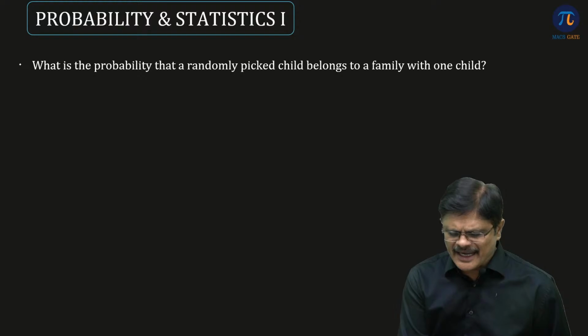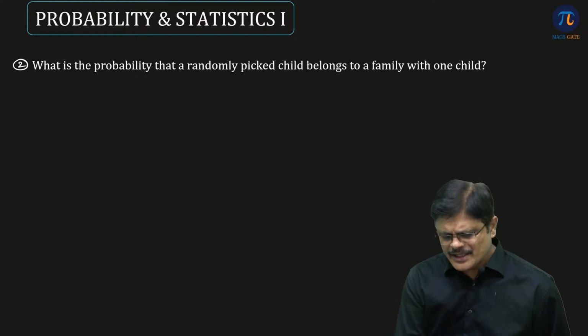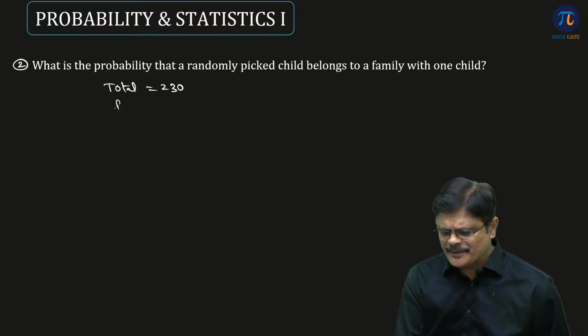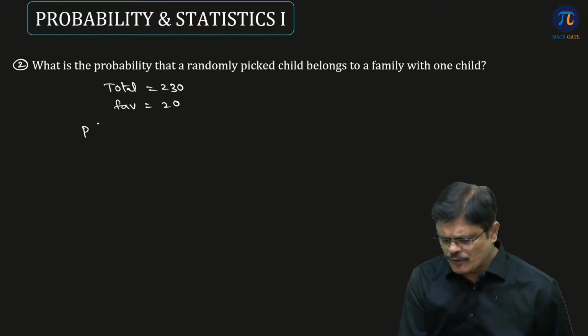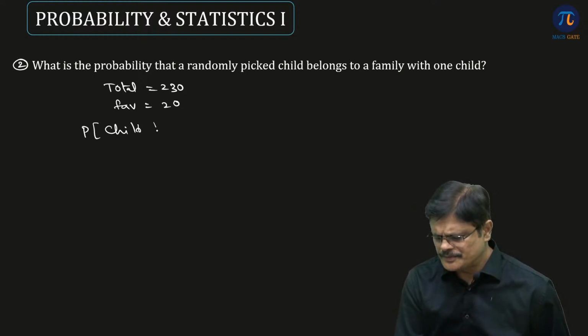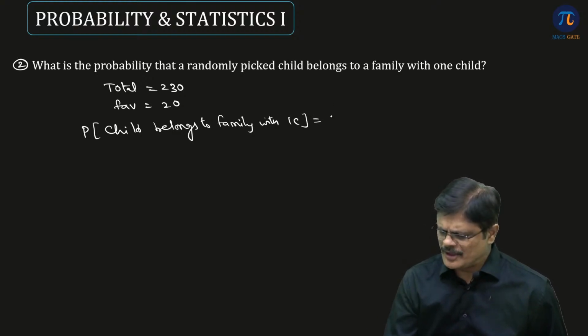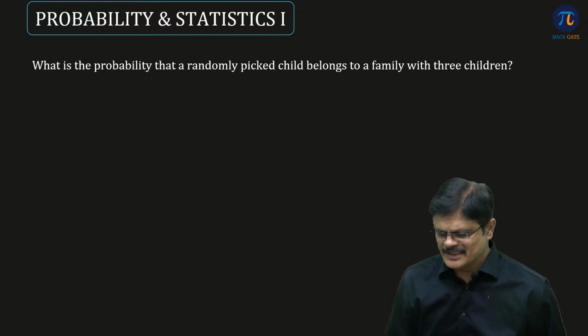What is the probability that the randomly picked child belongs to a family with 1 child? Here same thing, total is 230 children. And how many children belong to a family with 1 child? 20. That is favorable. So what is it? Favorable, that is 20 upon total, that is 230, which is 2 by 23. Is that clear?